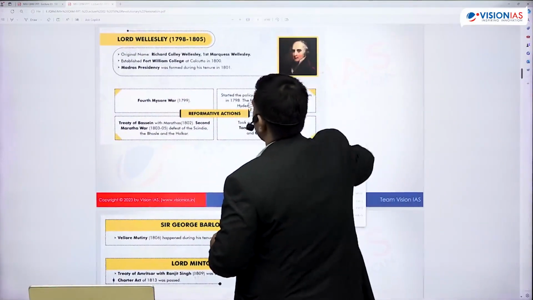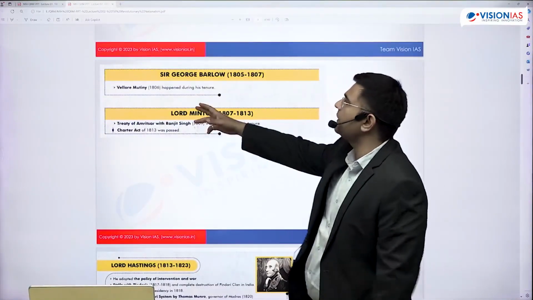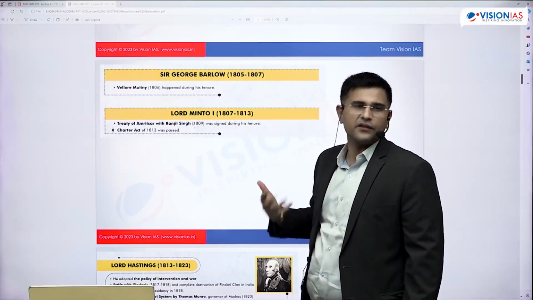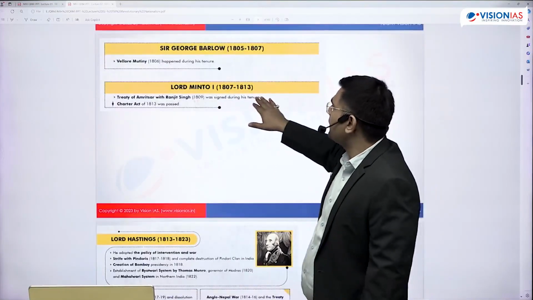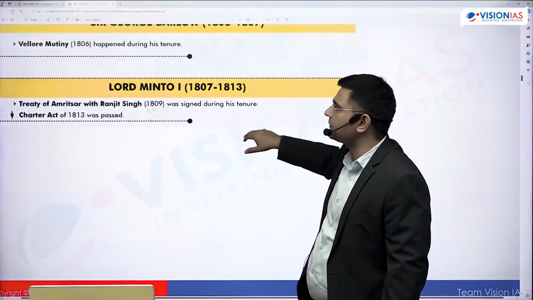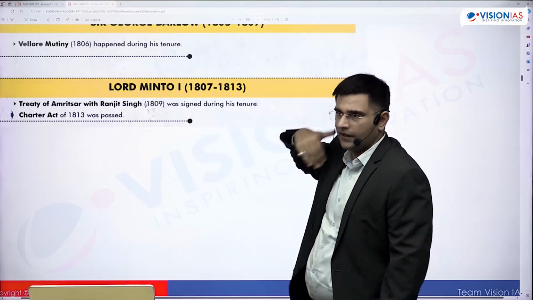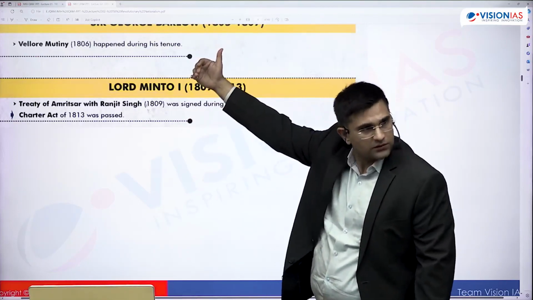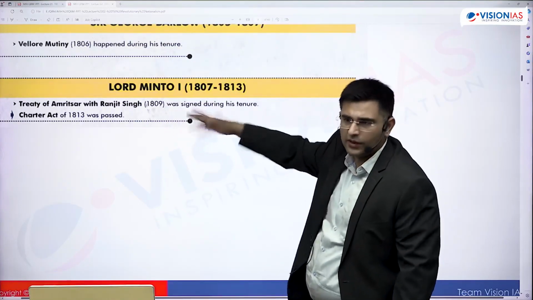Then you have Barlow. 1805-07, Vellore mutiny took place. So actually there were many mutinies by the sepoys because similar grievances of the sepoys were there earlier also. Minto, 1807 to 1813. So it is during his time period that Charles Metcalfe, who was the British resident in Delhi, signed Treaty of Amritsar on behalf of the British. Right. So it led to military alliance with the Sikh. Sutlej River became the border. Right. If you remember, Charter Act of 1813 was passed during his time period.